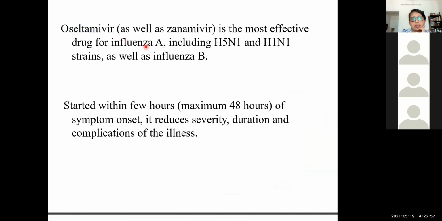It is the most effective drug for influenza A and H5N1, H1N1, and it is effective against influenza B also. And as I have already mentioned, it should be started within a few hours of symptom onset. It reduces severity, duration, complications, etc. Any antiviral drug should be started in the beginning stage itself. Then it will be effective.